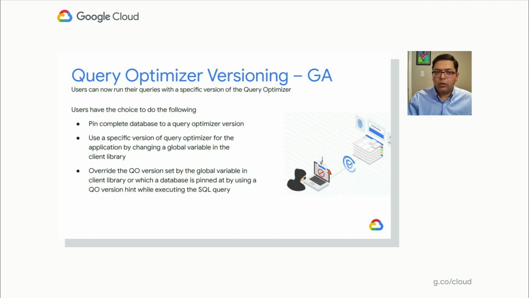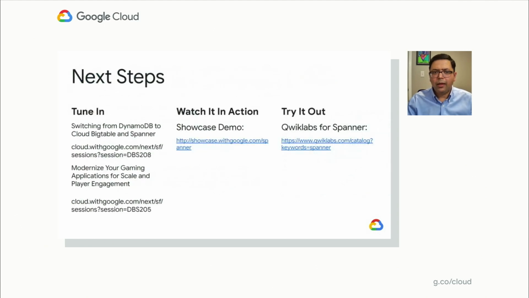And finally, you can use a specific query optimizer version as a query hint as well. And you can test your query with a specific query optimizer version. So there's a range of choices and flexibility which we offer as part of this feature. And customers can decide to pin their application or the whole database and get that same predictable performance from Spanner. So that concludes my presentation.